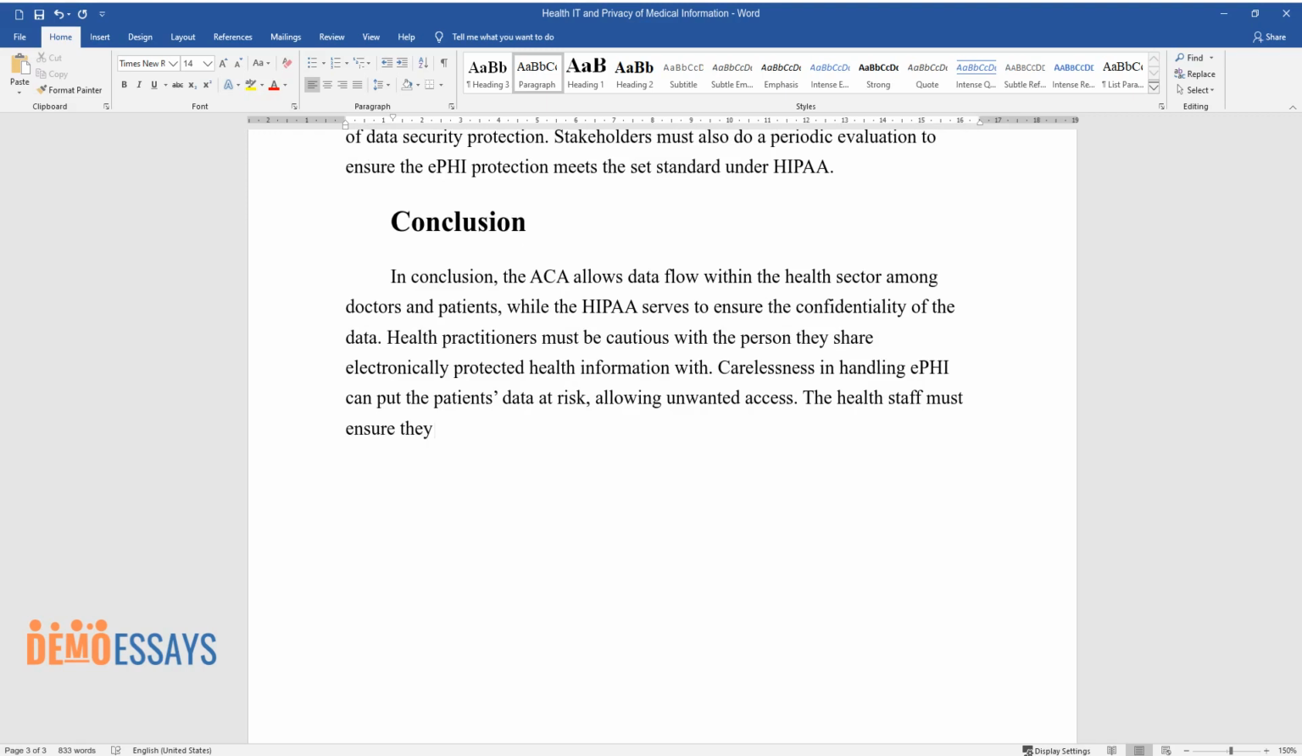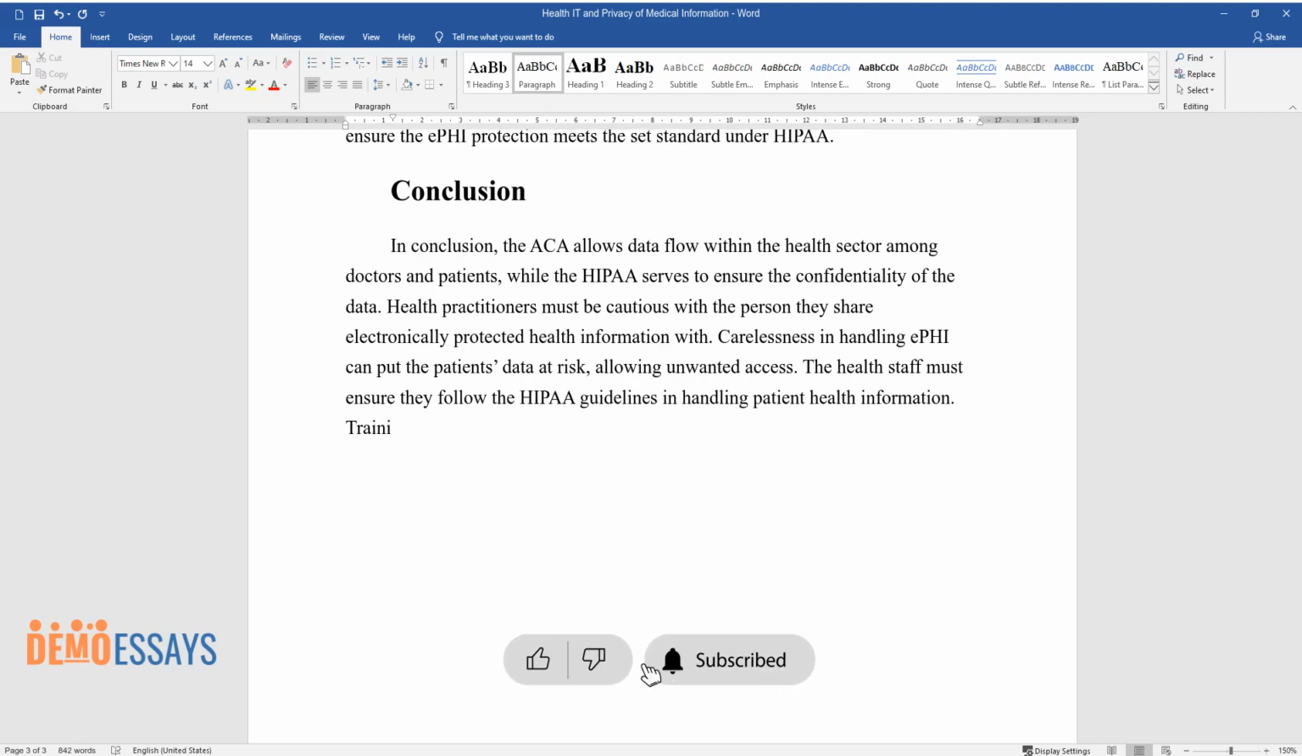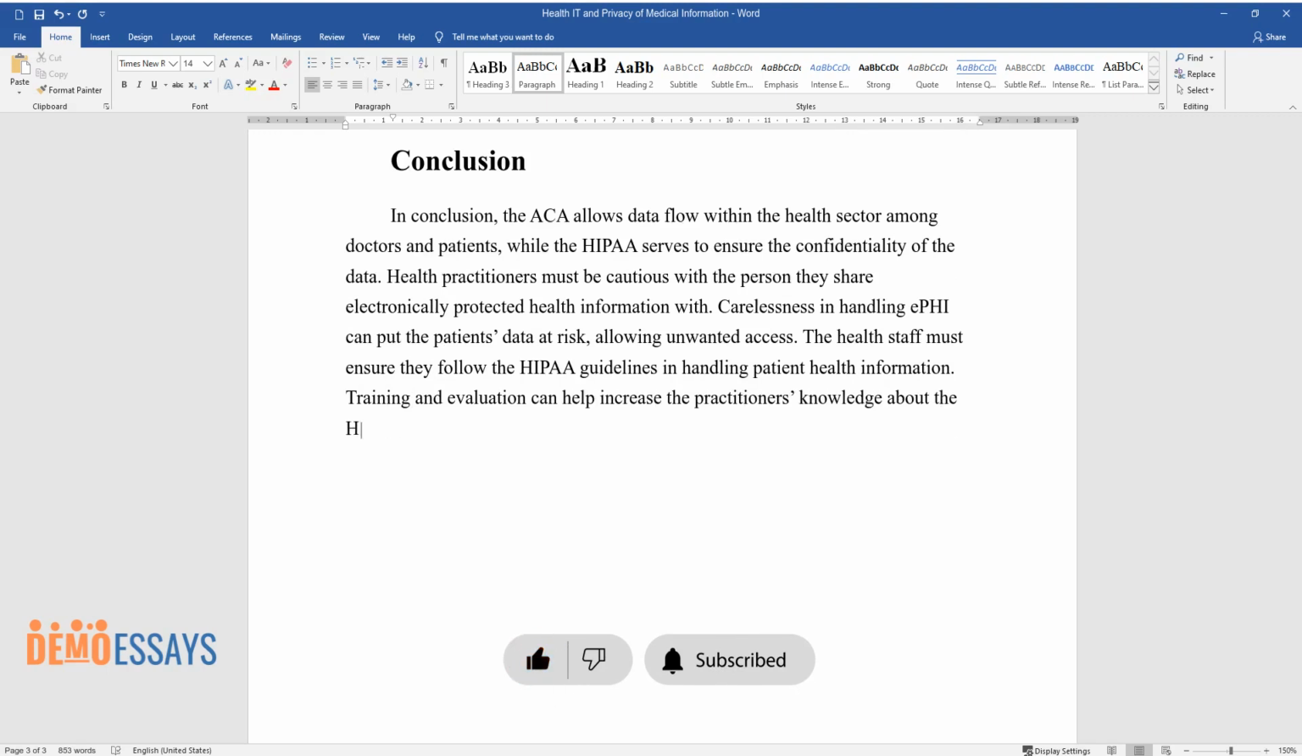The health staff must ensure they follow the HIPAA guidelines in handling patient health information. Training and evaluation can help increase the practitioner's knowledge about the HIPAA guidelines.